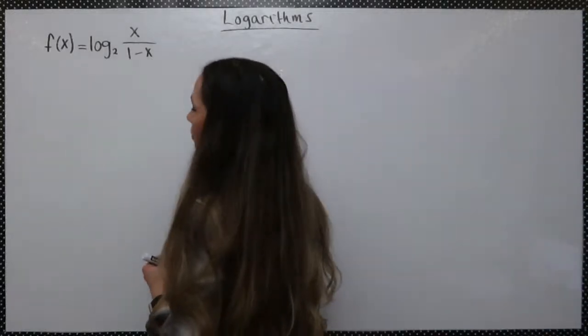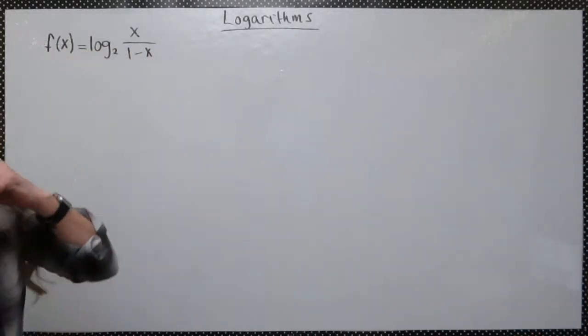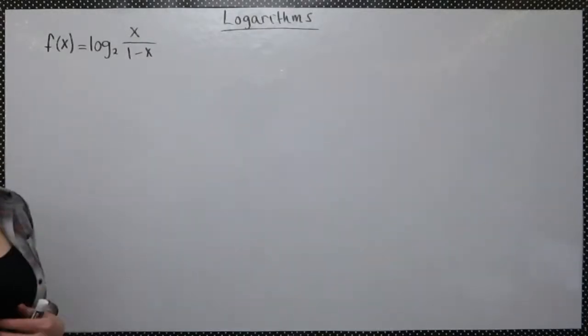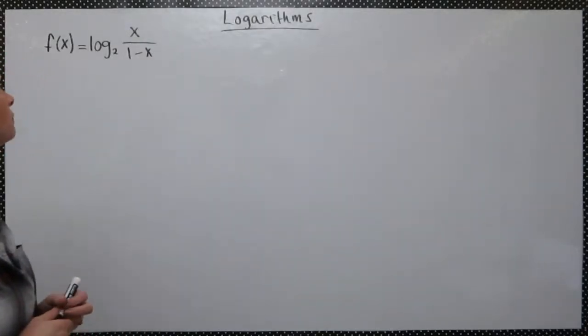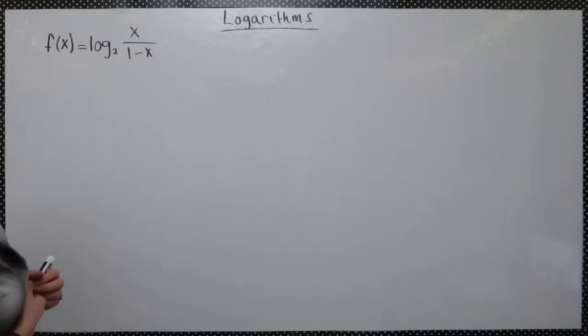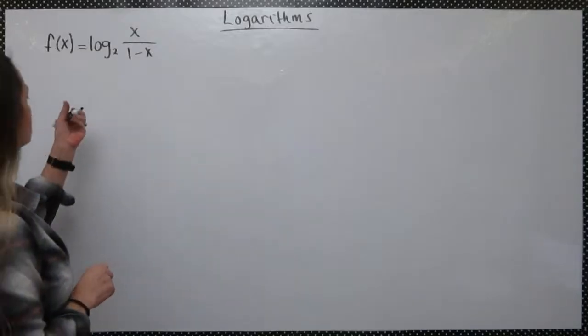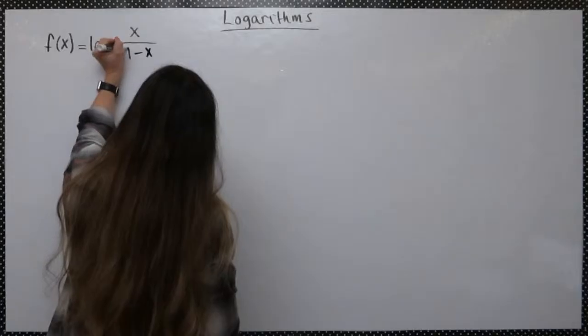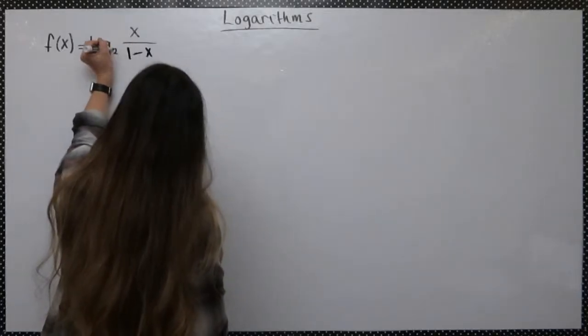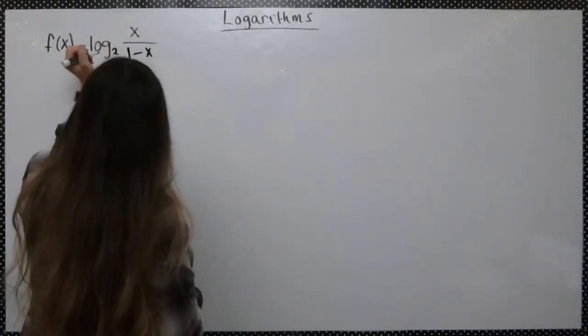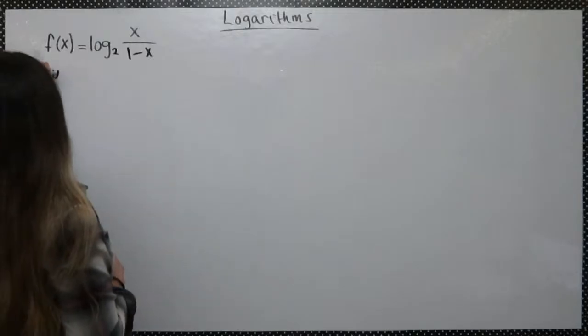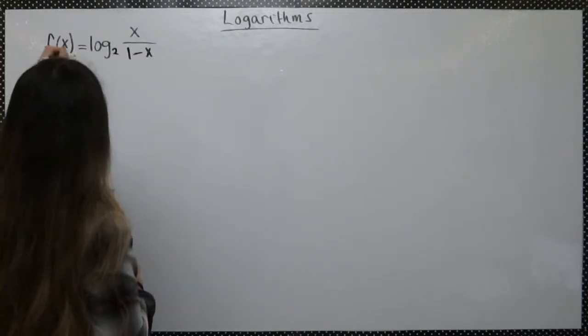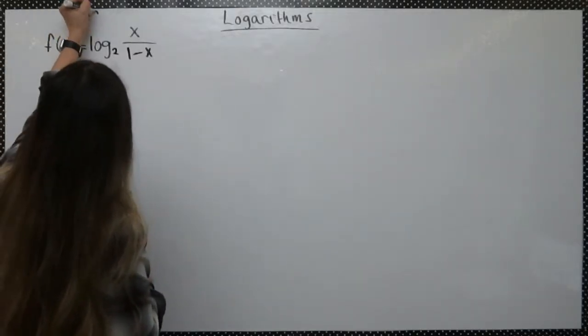And I didn't have my exponential rules pulled up, but I think the one I need for this one is going to be the change of base. We'll just see how it goes. So we have y equals, and we'll say y equals f of x.